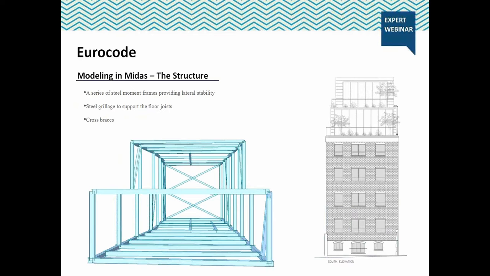The end bay towards the rear of the property was required to be of smaller 152 by 152 universal column steel sections to allow for enough space for the staircase to be extended upwards. Lateral sway in this bay is carried using 10 mm by 150 mm steel plate cross braces.